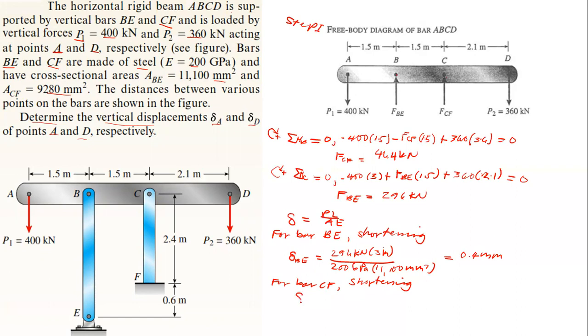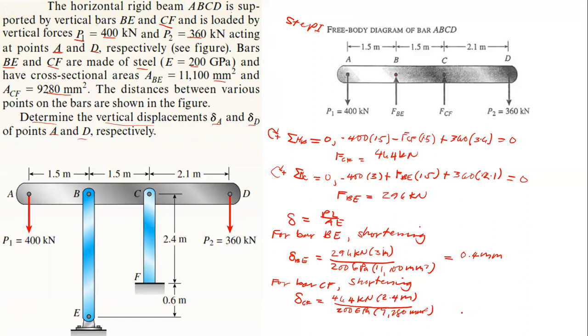Again, apply the formula: delta CF is equal to the force of CF, which is 464, times the length of CF, which is given as 2.4 meters, over E, which is also given as 200 gigapascals, times the area of CF, which is 9,280 square millimeters.